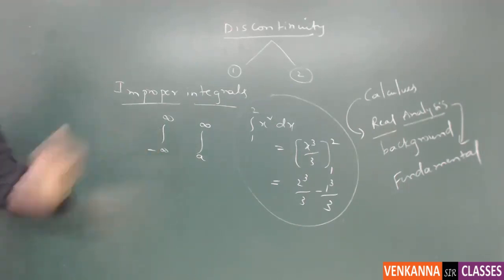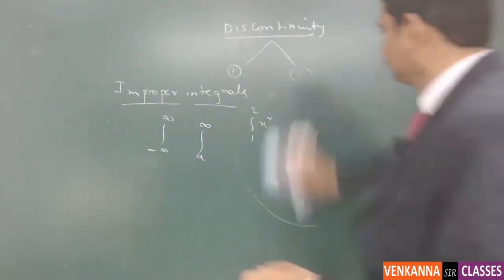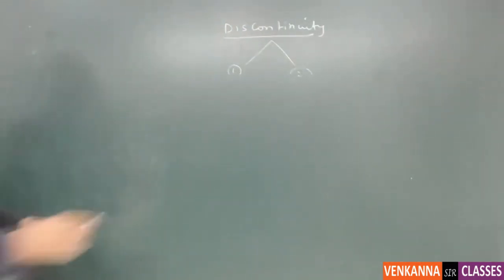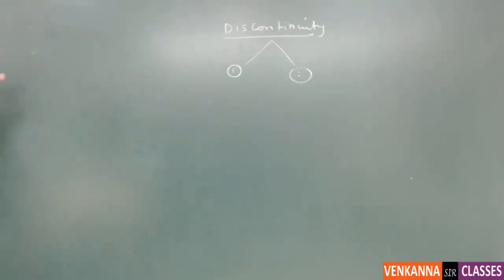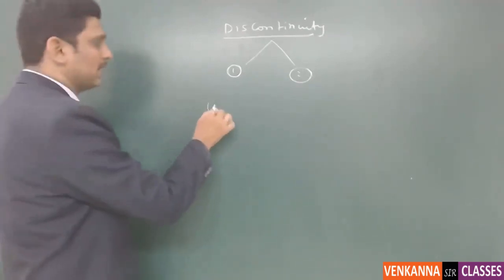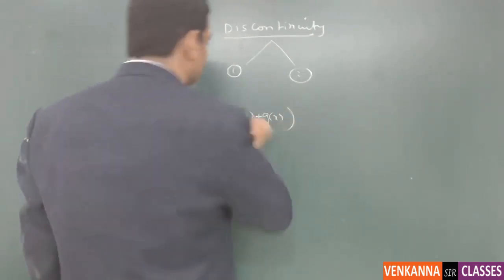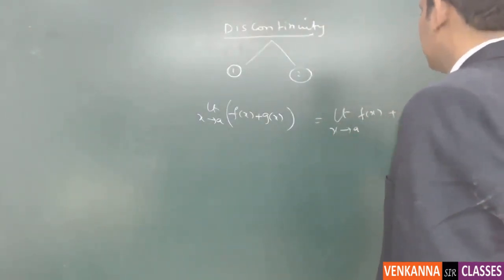So real analysis is just like a backbone. And whatever properties you apply for continuous functions in calculus, the concept and theoretical proofs you learn in real analysis. Let me say, if we have limit x tends to a of f of x plus g of x, and you say it is nothing but limit x tends to a of f of x plus limit x tends to a of g of x.